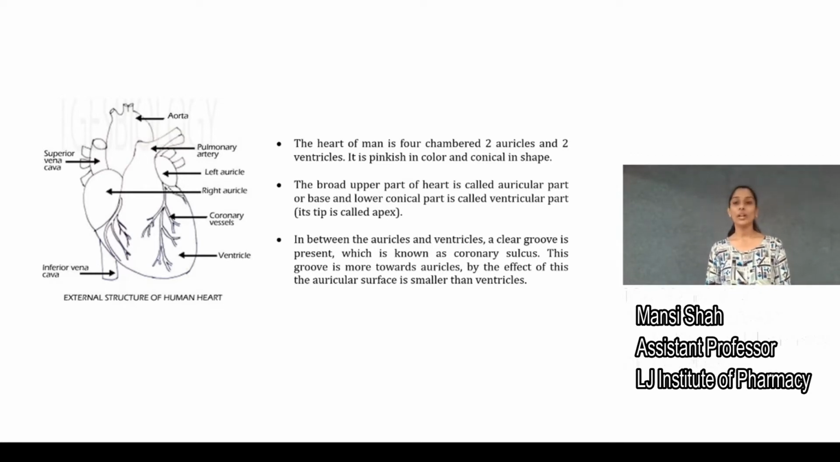The broader upper part of heart is called the auricular part or base, and the lower conical part is called the ventricular part. Its tip is called apex. In between auricles and ventricles, a clear groove is present which is called coronary sulcus. This groove is more towards the auricles, by the effect of this the auricular surface is smaller than ventricles.